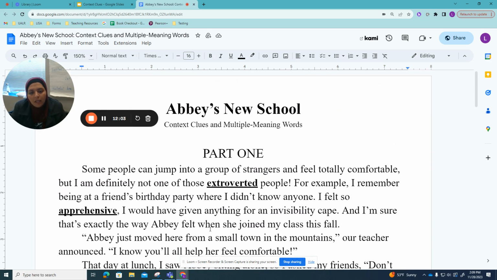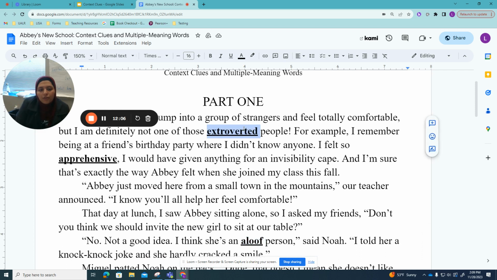All right, so we're going to stop here and we're just going to review real quick. We didn't know what the word extroverted meant, right? But based on reading this, we were able to find out that it's a contrasting point. She said that some people can walk up to a group of strangers and feel comfortable, but I'm not. That's definitely not me. I'm not one of those extroverted people, which helped us understand what extroverted means: people who are social and like to mingle with others. And then as we kept reading, we saw the word apprehensive that we may not have heard before, but based on the context clues that we were given, the invisibility cape that was mentioned here, we were able to understand that apprehensive means nervous or having sort of cold feet, being a little jittery.